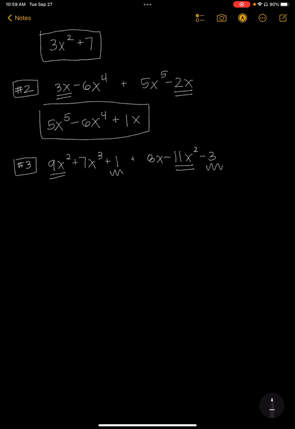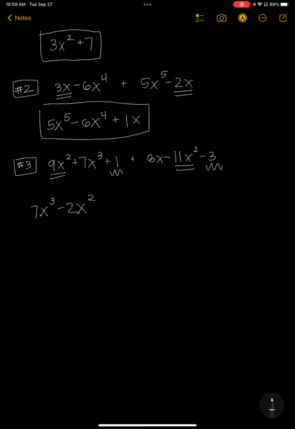When we write our answer, we want to start with our highest exponent first, and our highest exponent is that 7x cubed, so I'm just going to rewrite 7x cubed. Then the next one would be x squared, and that one we do have some like terms. So we have a 9x squared and a negative 11x squared. So we're going to do 9 minus 11, which gives us a negative 2, and then we just tack on that x squared at the end.